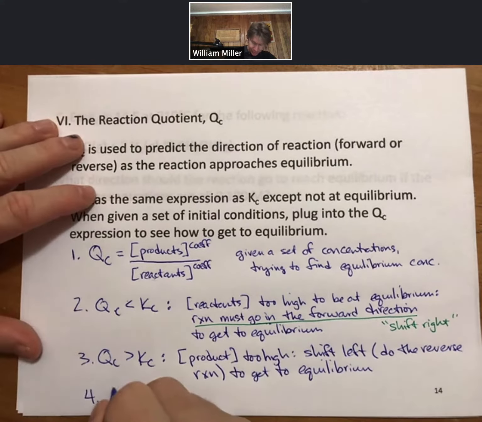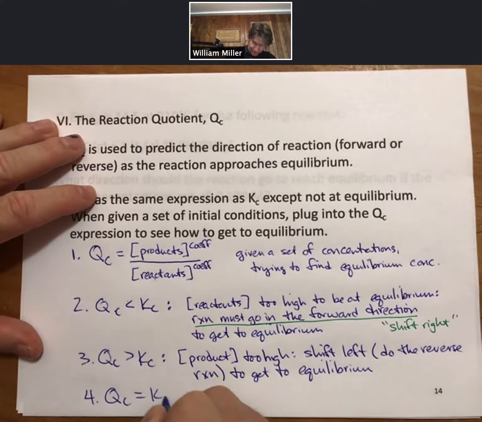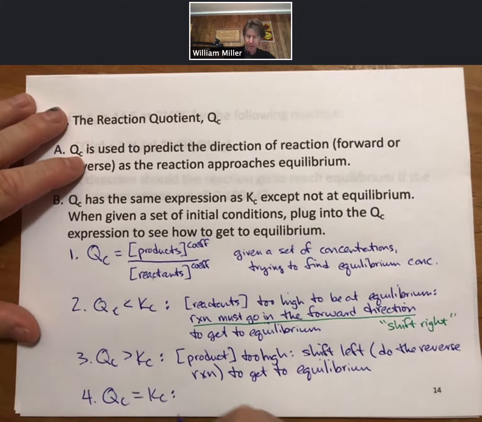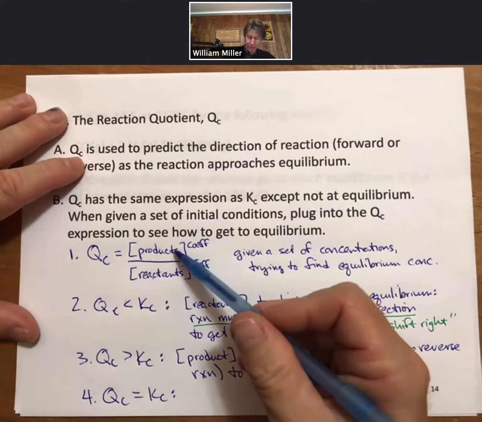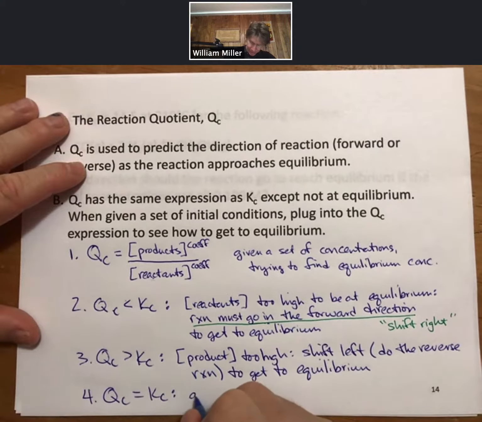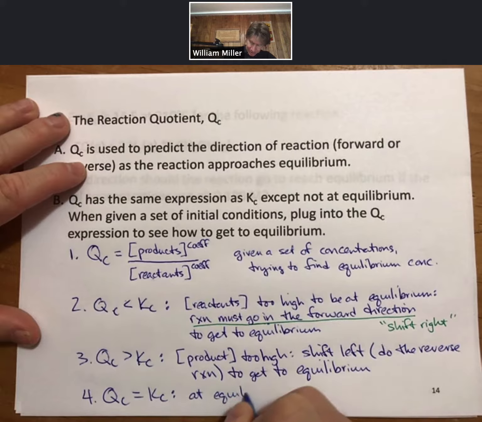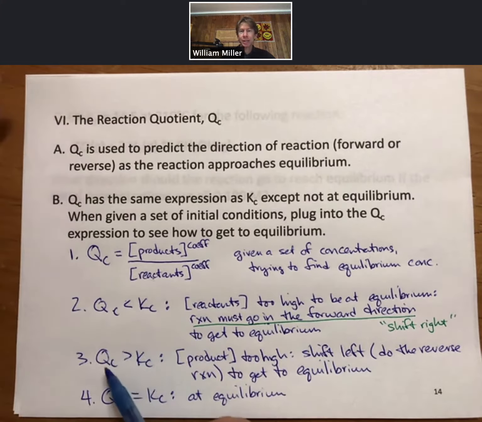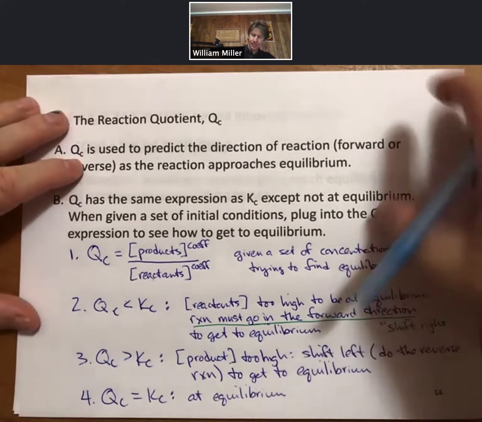And if on the off chance, and this doesn't happen that often, QC equals KC, then our conclusion is that we have the perfect ratio of product and reactant concentrations, and we're at equilibrium. Again, this doesn't happen that often for these types of problems. Usually, we're trying to figure out which way we need to go to get to equilibrium.